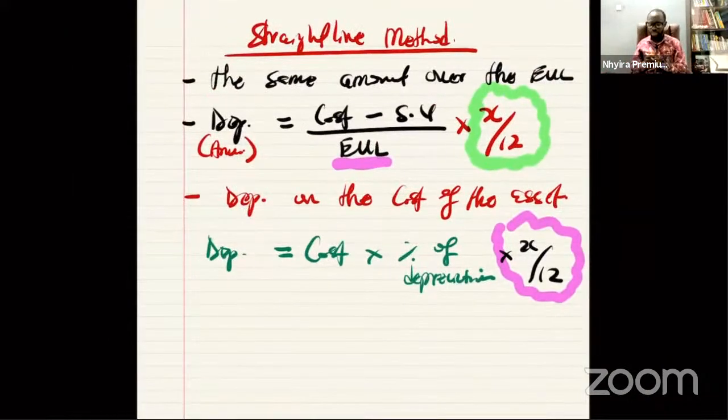Welcome to the stream. So that's the straight line method. You can see it is very simple, sweet, straight to the point. Then we come to the reducing balance method.